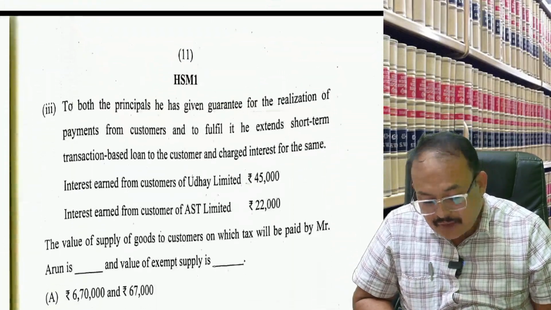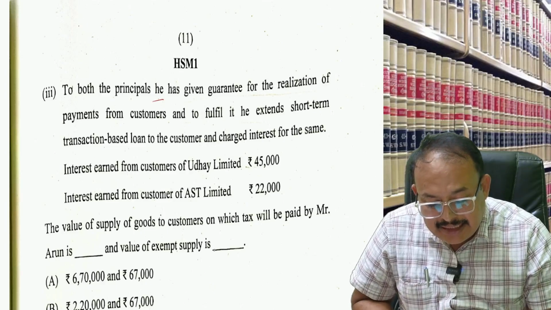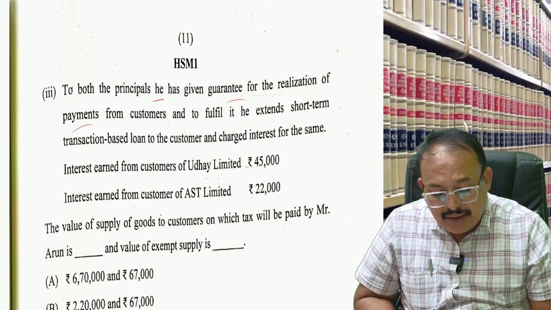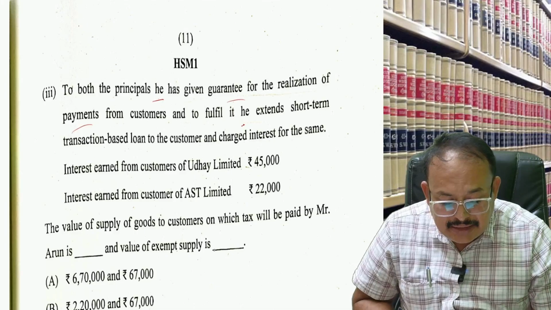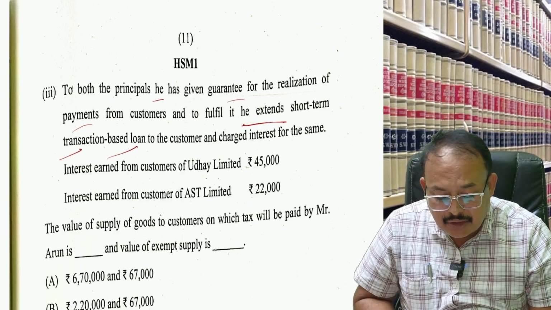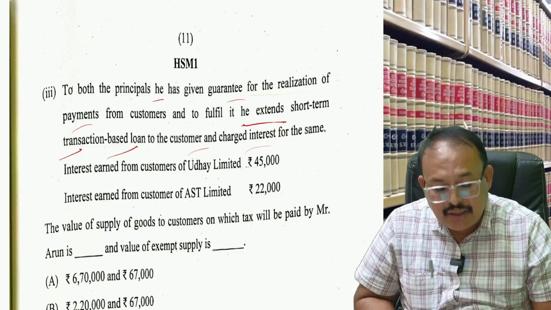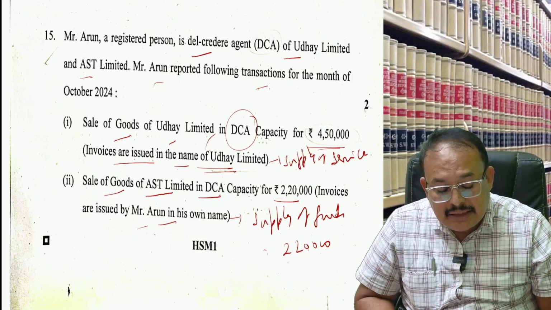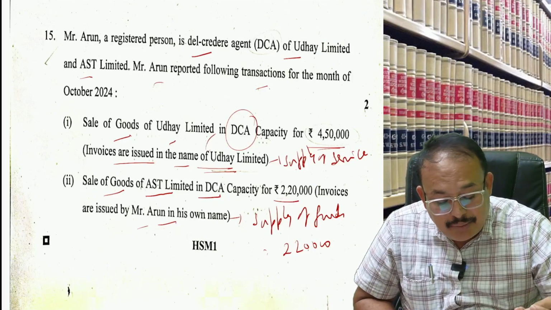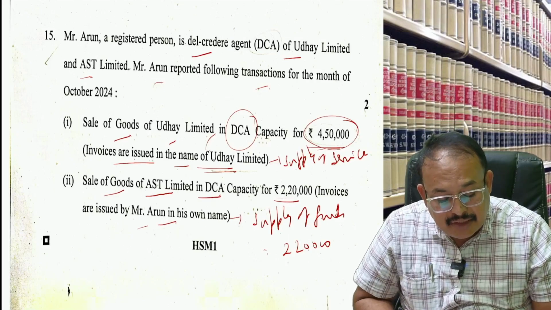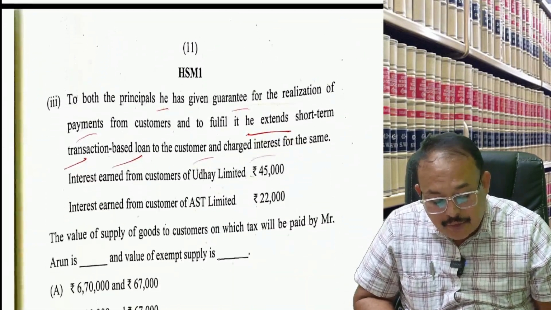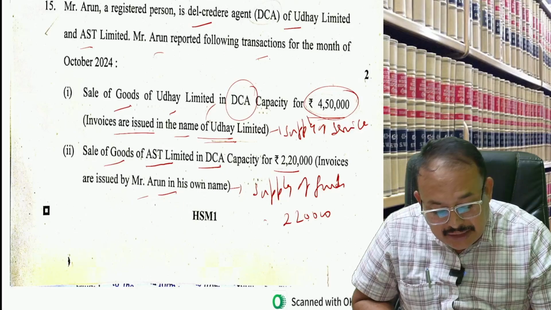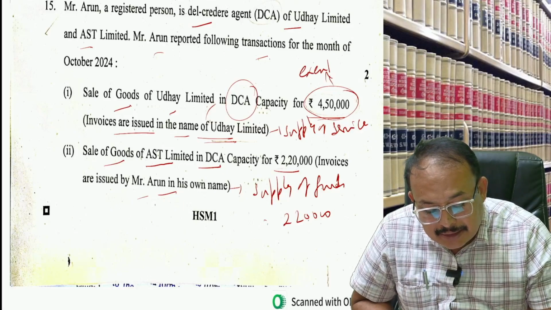Further, to both the principals, he has given a guarantee for the realization of the payment from the customers and to fulfill it, he extended short-term transactions based on loans to the customers and charges interest. So whenever Uday sells the goods on his own account, the amount is a loan given by our Arjun, 4,50,000, and getting interest of rupees 45,000. This loan amount of 4,50,000 given is an exempted supply.